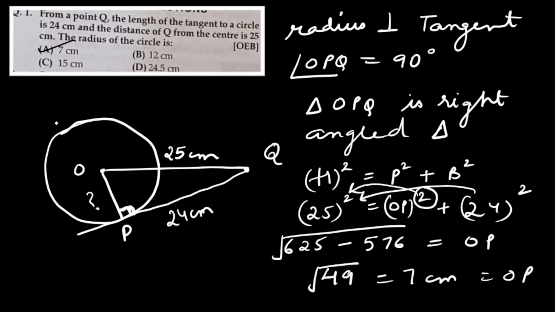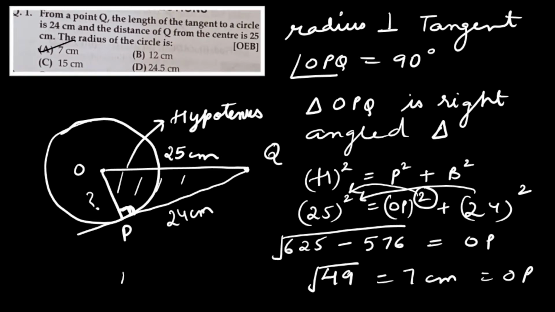But you can use shortcuts also. So here we know we will be getting a right angle triangle. If the hypotenuse is 25, the distance of this point from the center will always give us the hypotenuse. This line will always be the hypotenuse. This thing you have to remember.